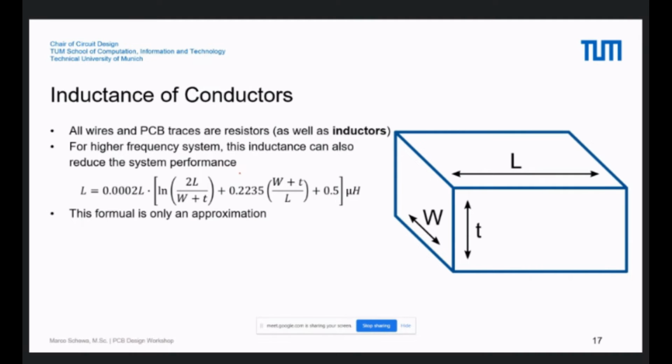Now let's talk about inductance of conductors. This is a more complicated formula. So the PCB traces are not only resistors, they are as well inductors. And this is a problem for high frequency systems, or if you have clocks on your trace. With the inductor, you can calculate this formula. This is a very rough approximation of this inductance, so this is not 100% exact. You can say that the error is about plus minus 20%.